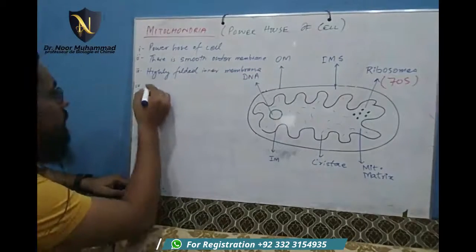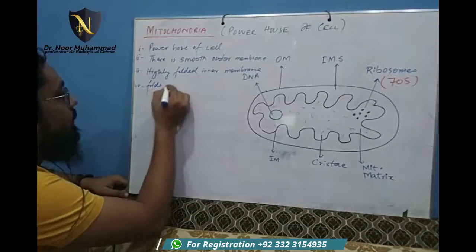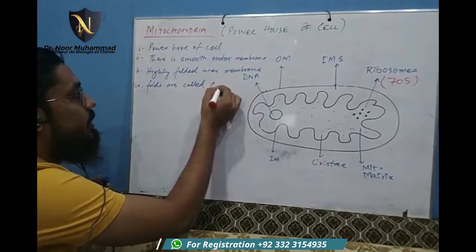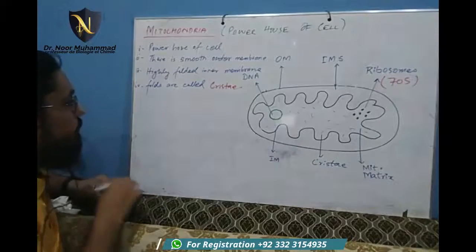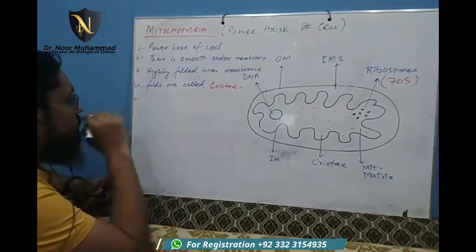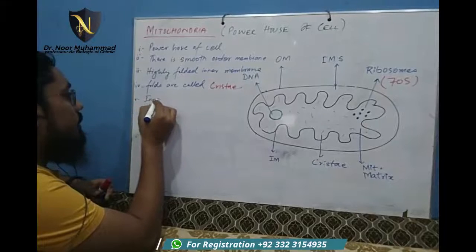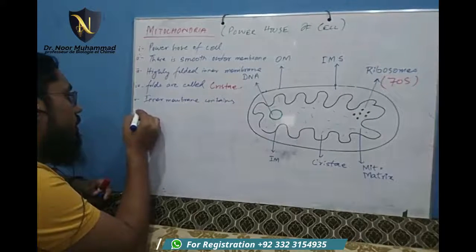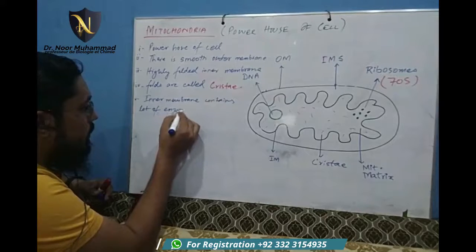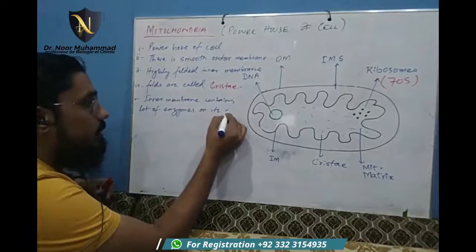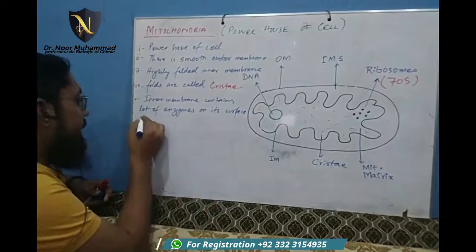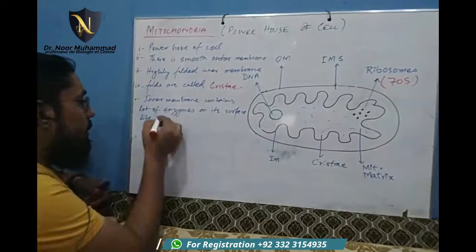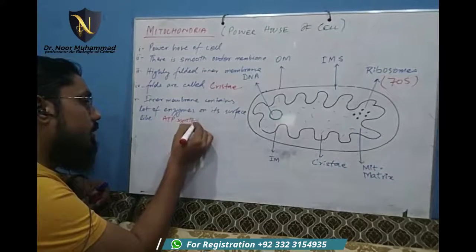Folds are called cristae. The inner membrane contains a lot of enzymes on its surface, like ATP synthase. I'll talk about it later.